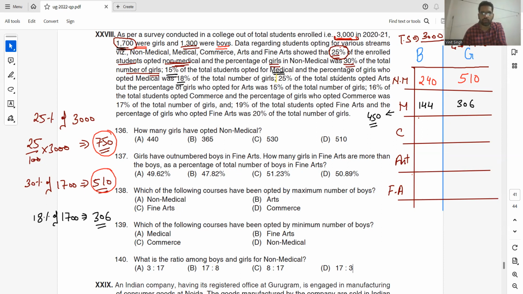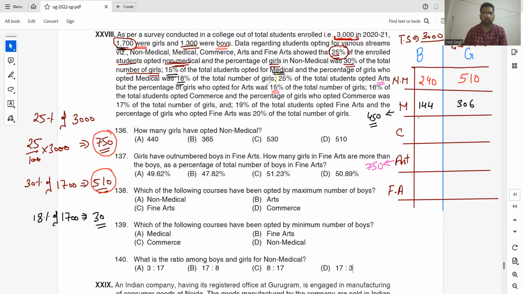25% of the total students opt for arts. But the percentage of girls who opt for arts is 15%. 25% of 3,000, which is equal to 750. So 750 students opt for arts, sorry, not commerce. Opt for arts. Total number of students 750.